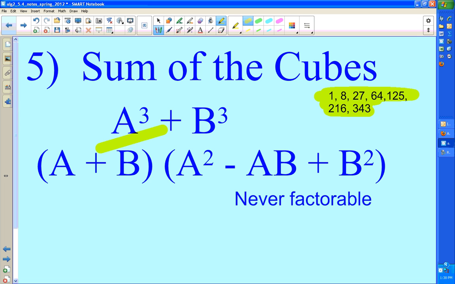It looks almost like a perfect square trinomial. If this were a 2, you'd be there. So you just have to remember that it's not the perfect square trinomial. It's not what you get when you square a plus b, but it's really close. It's a squared minus a times b plus b squared. This trinomial, despite some of your extreme efforts, will never be factorable.